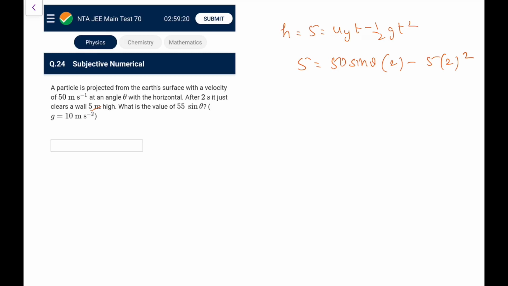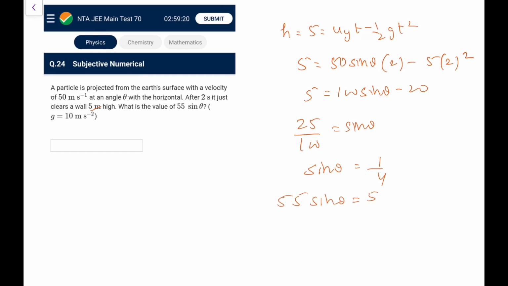So now 5 is 100 sine theta minus 20. So 25 by 100 is equal to sine theta. So sine theta comes out as 1 by 4. Now what you require is 55 sine theta. So do 55 sine theta. This is 55 by 4, which is 13.75. So this is the value, 13.75.